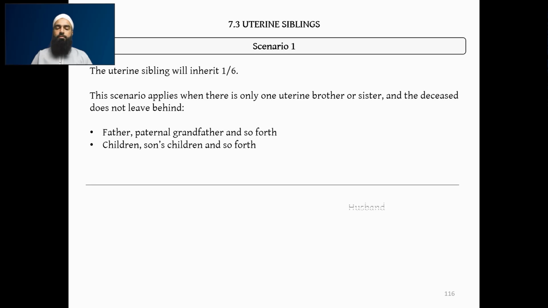So we have, for example, husband, uterine brother, and full brother. What happens in this case?